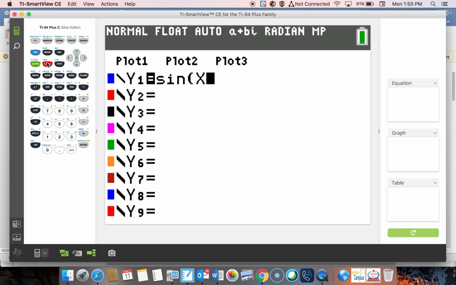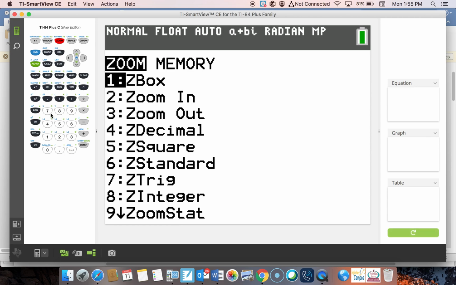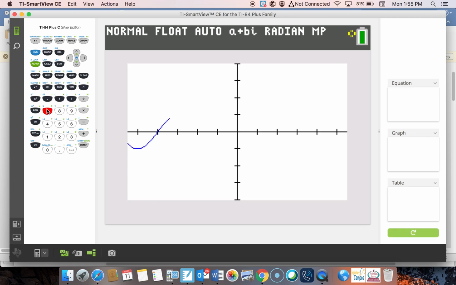Regular graph of y equals sine x. I am pretty sure I'm in degrees. I go to zoom trig number 7. And as it goes back and forth, from here to here is 360 degrees. And you'll notice every 360 degrees it repeats itself. So its period is 360.